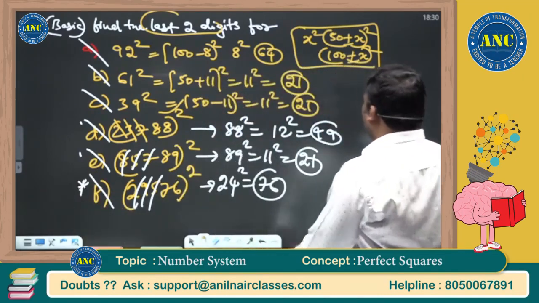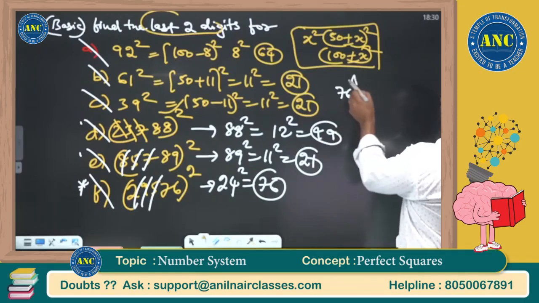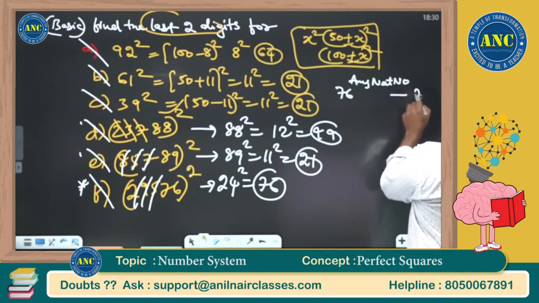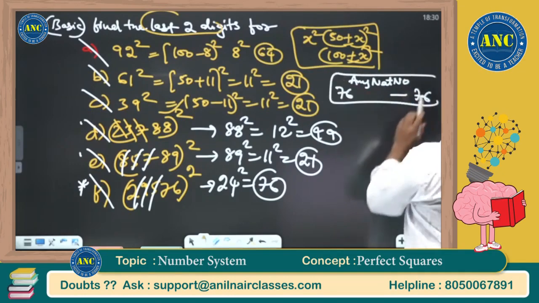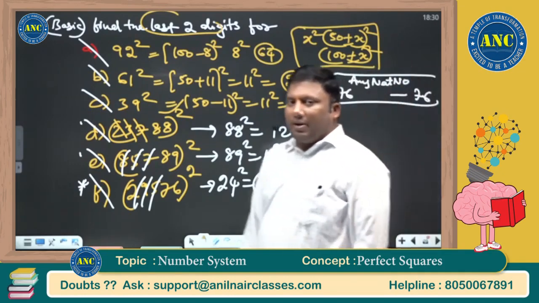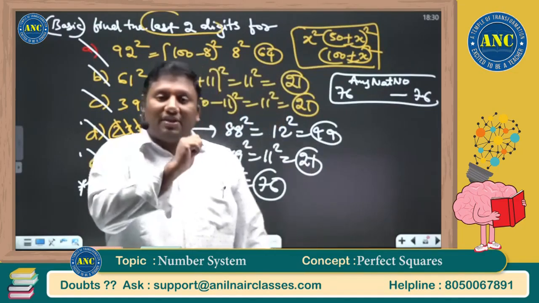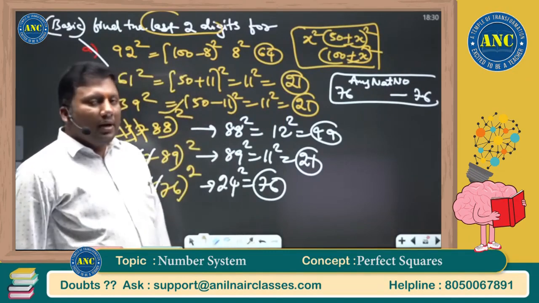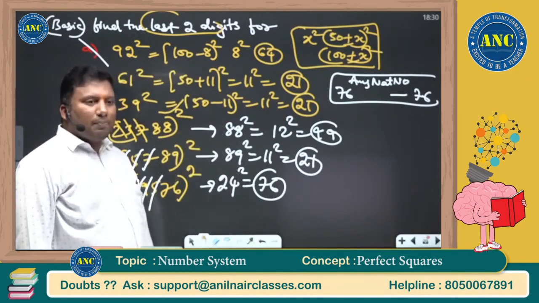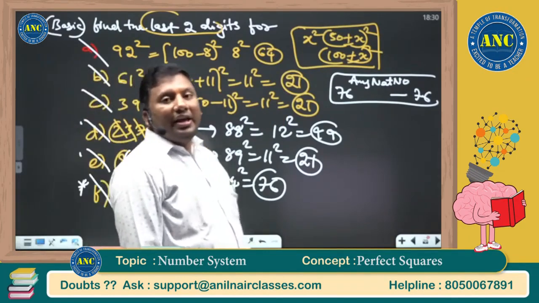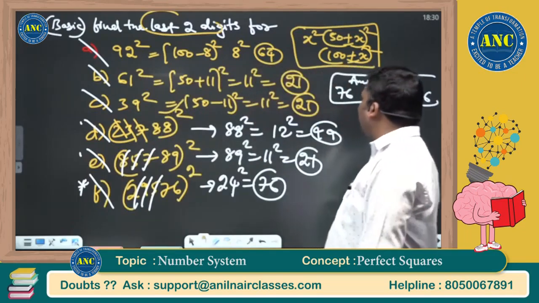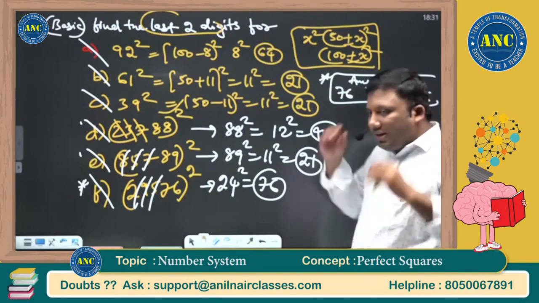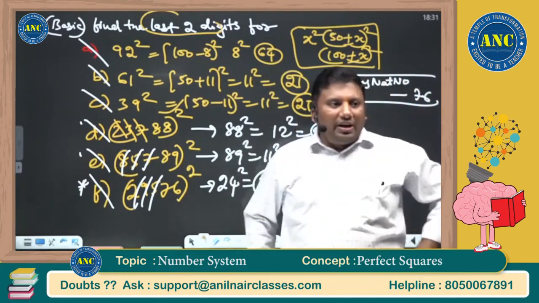6th question. Please write down this point, sir. 76 power any natural number is 76. 76 is a magic number. I will discuss the beauty of 76 when I am discussing the last 2 digits of a number. Please write down: 76 power any natural number is 76. I hope it is clear.